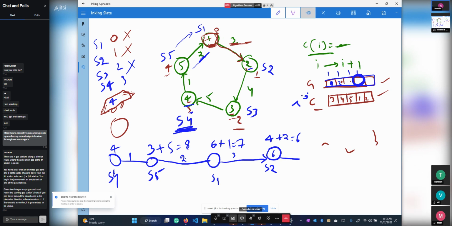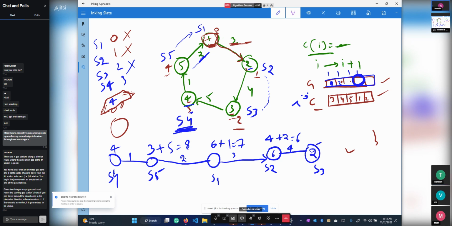Now let's go to station number 3. How much does it consume? You have 6 in your car, 6 minus... you guys are confusing me, 4 or 2? From station 2 to station 3, it's 4. So 6 minus 4, and 2 remains in your car.